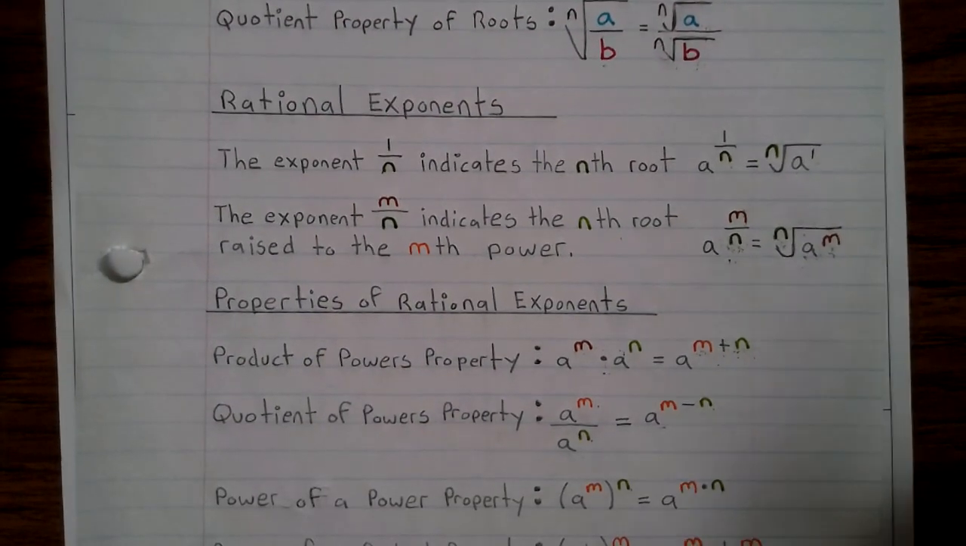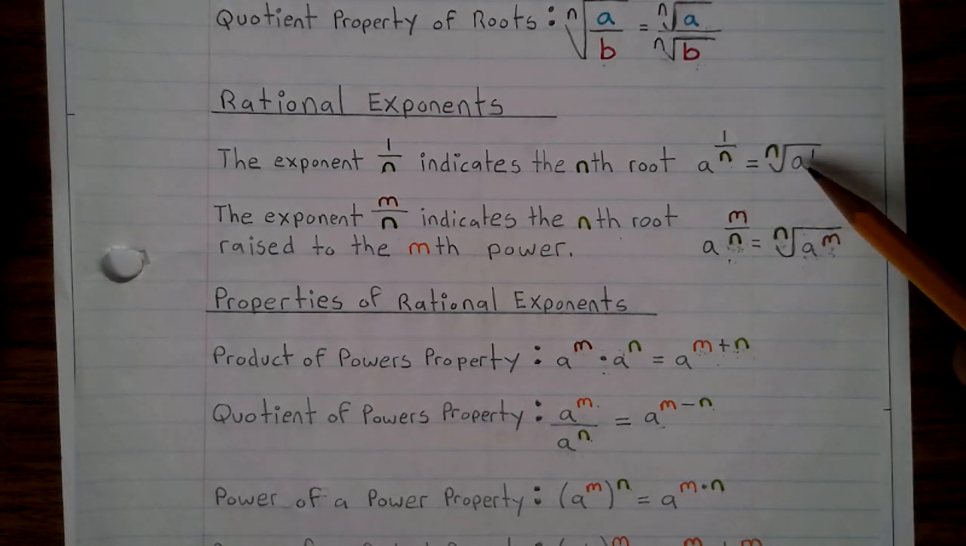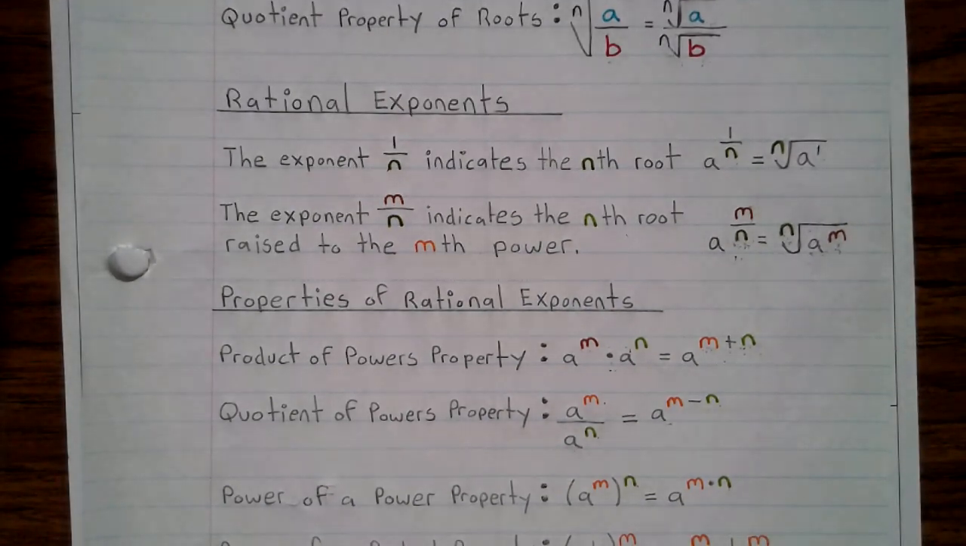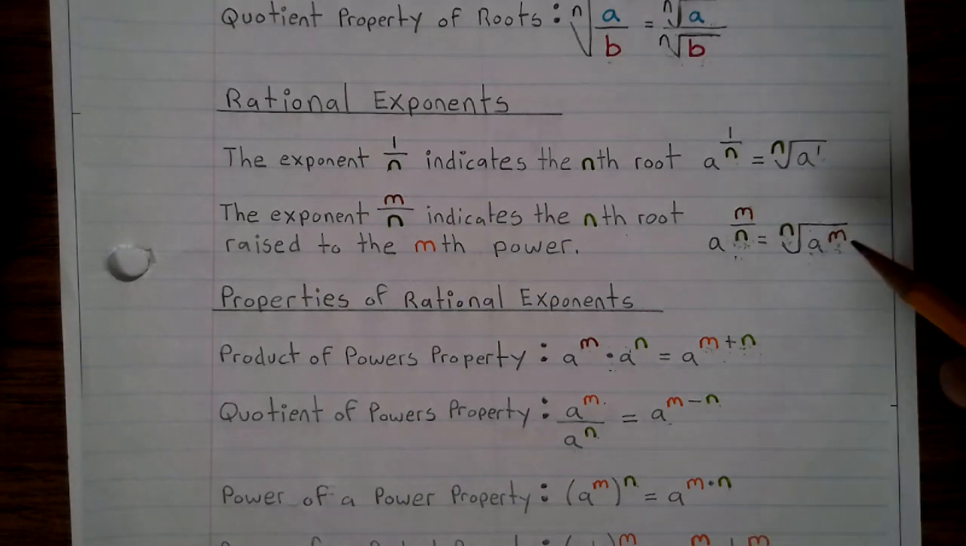All right, rational exponents. The exponent 1 divided by n indicates the nth root. So a to the 1 divided by n is the nth root of a to the first power. The exponent m divided by n indicates the nth root raised to the m power. So a to the m divided by n is the nth root of a to the m power.